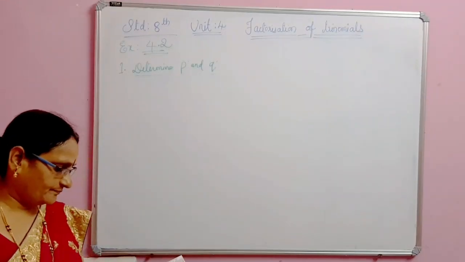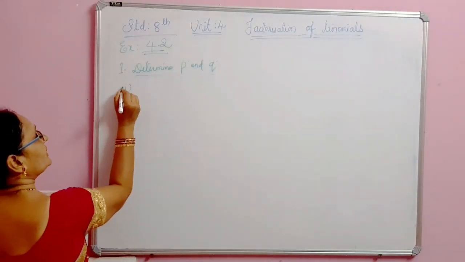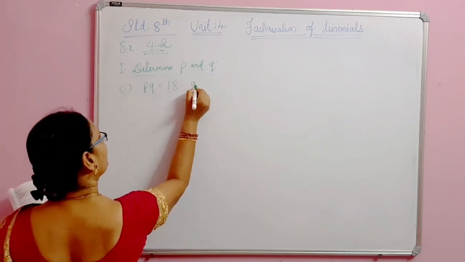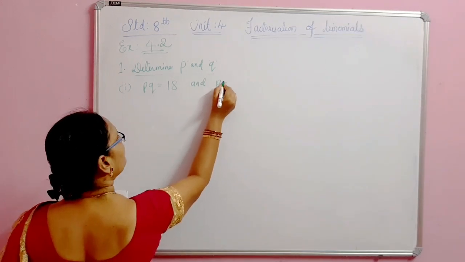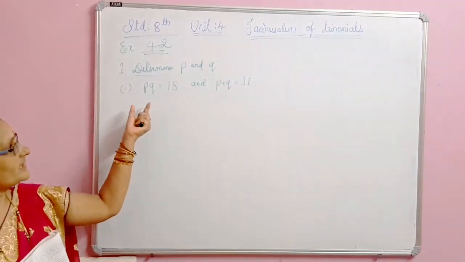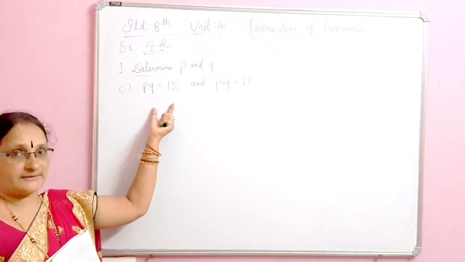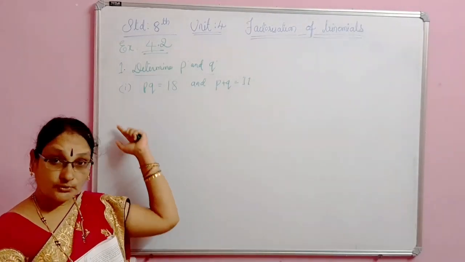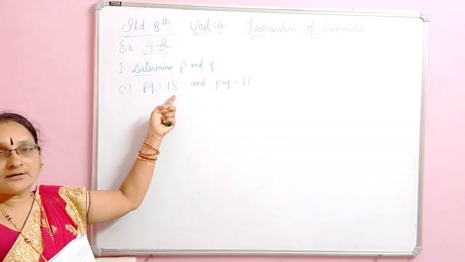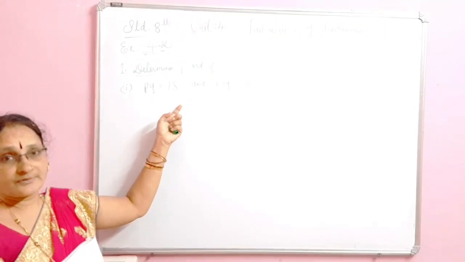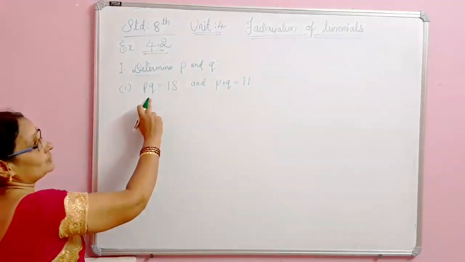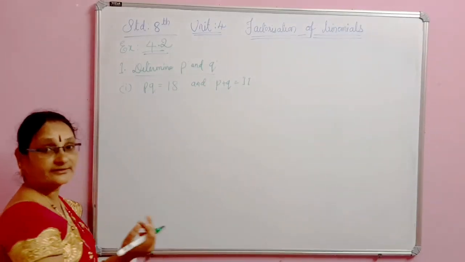Just now I solved the same. In that, the first one is PQ equal to 18 and P plus Q equal to 11. See here children, on multiplication of two numbers we have to get 18. On addition of those two numbers we have to get 11. See, 18 means 3 6s, 6 3s are the same only. 2 9s are 18, 2 plus 9 is 11, correct.